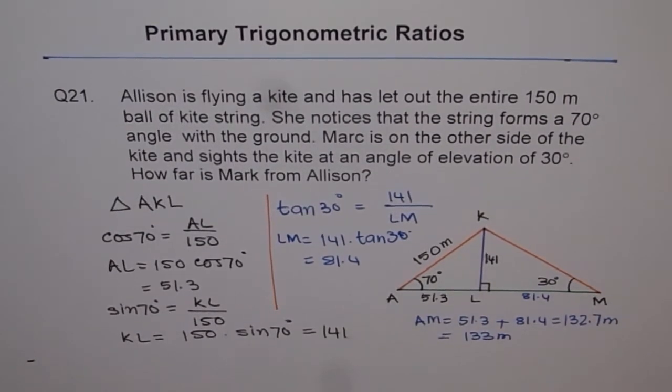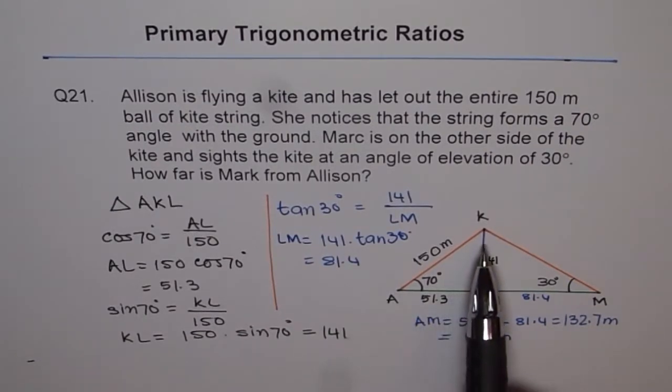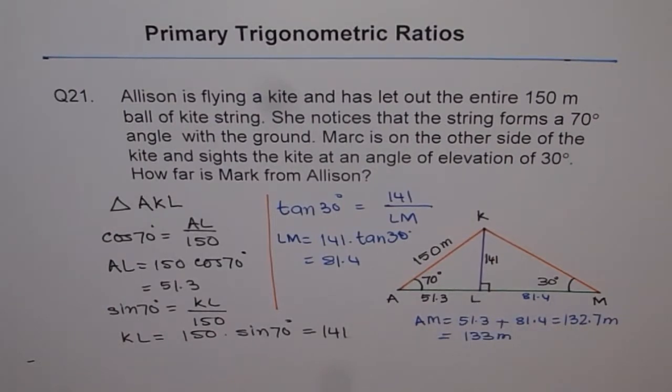I hope you appreciate how we solved both the triangles, right? So it was kind of important for us to find the height so that we could solve the next triangle, right? And in this particular solution, we used all the primary trigonometric ratios, sine theta, cosine theta, and tangent theta to solve. That's a good application for you.